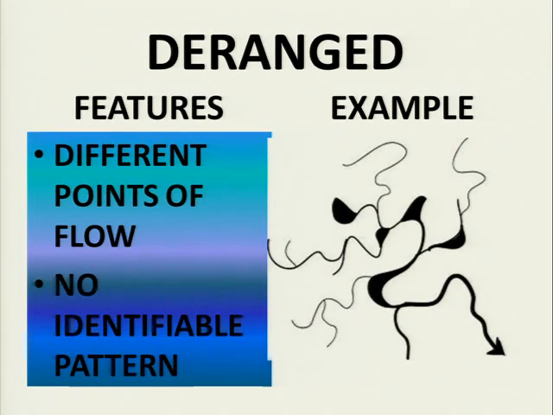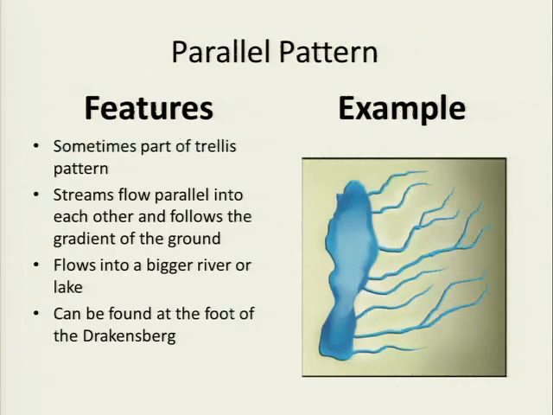We also get the deranged one. That is where there are different points of flow and no identifiable pattern. In other words, guys, there are a lot of marshes, a lot of lakes that this stream flows into.